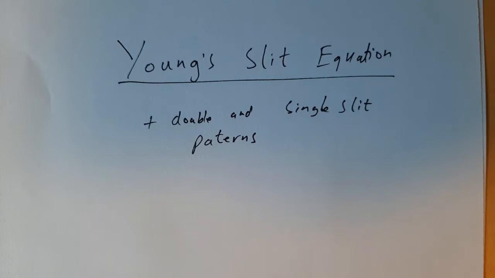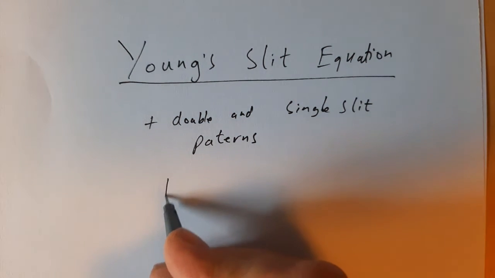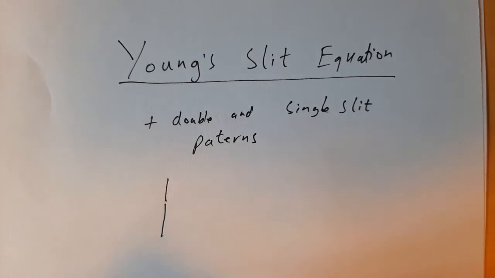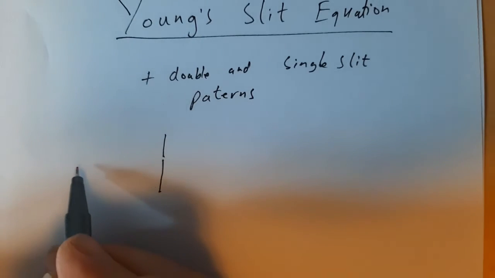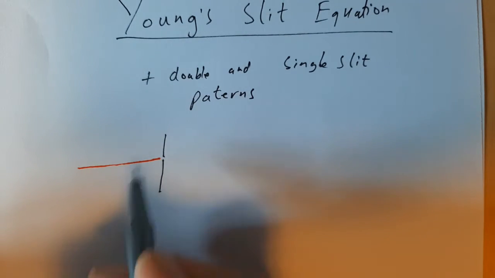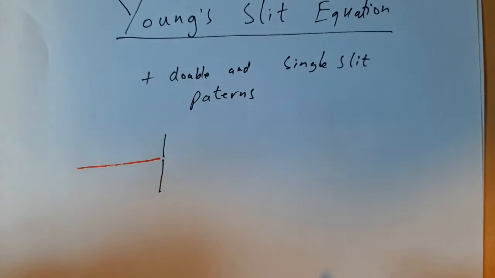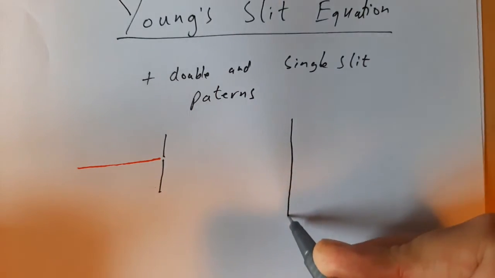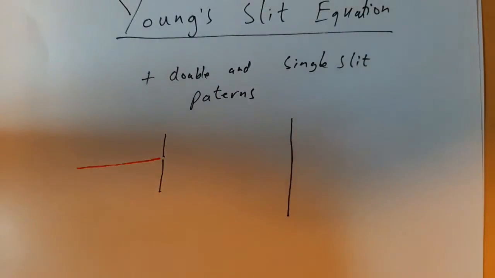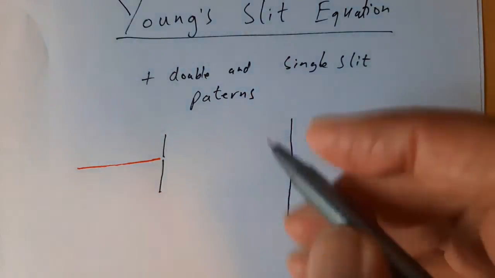So we'll start off by imagining a really thin single slit. We have some nice coherent light from a laser incident on our single slit, and as you know, the light will now spread out by diffraction as it passes through the slit, and we'll see a pattern on the screen.